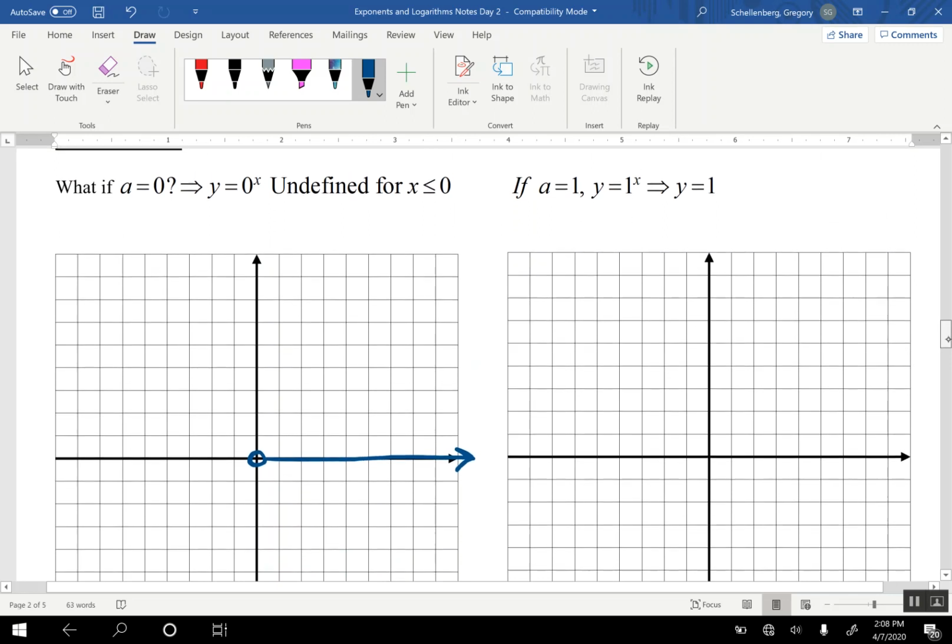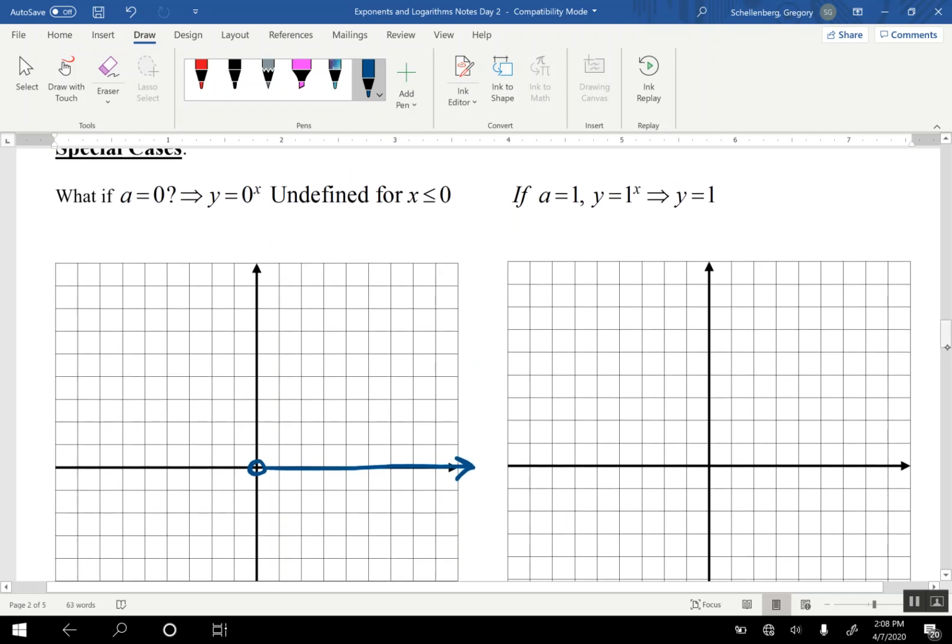Okay, how about if the base is 1? Same idea. If we've got any value of x, the y value is still going to be 1. 1 raised to the power of 10 is 1. 1 raised to the power of 0 is 1. 1 raised to the power of negative 10 is still 1. So what is this going to look like? It's going to look like a linear function as well.